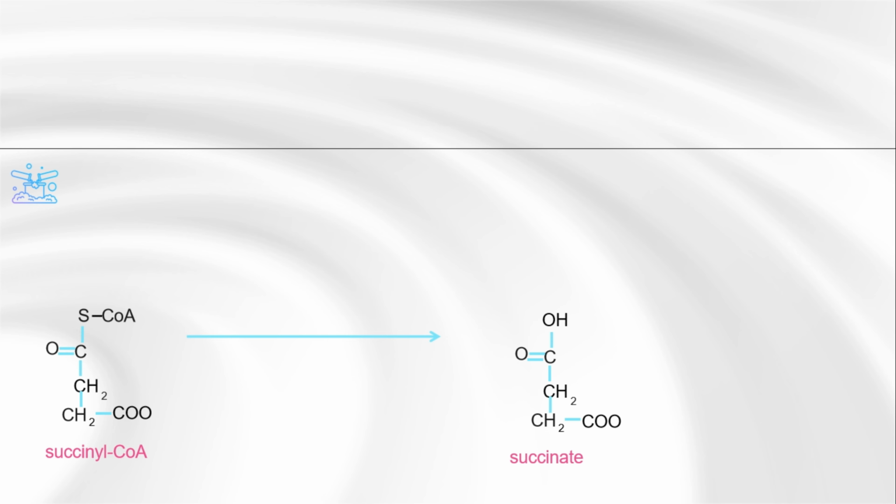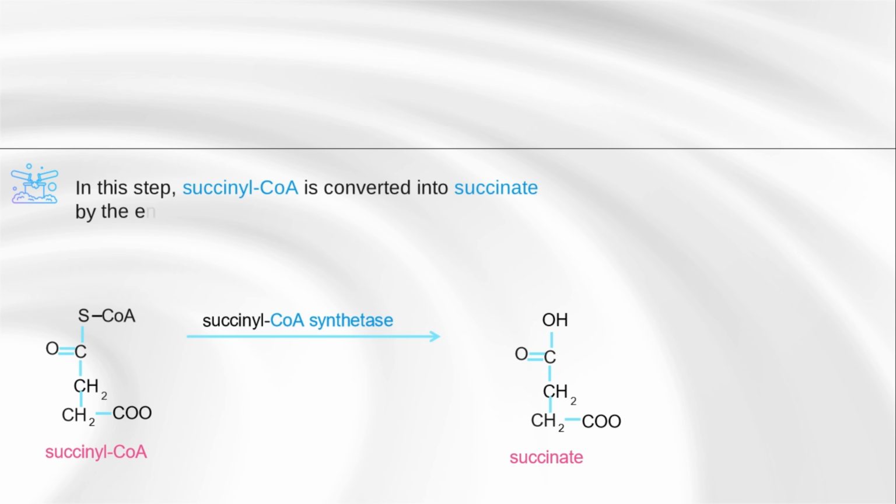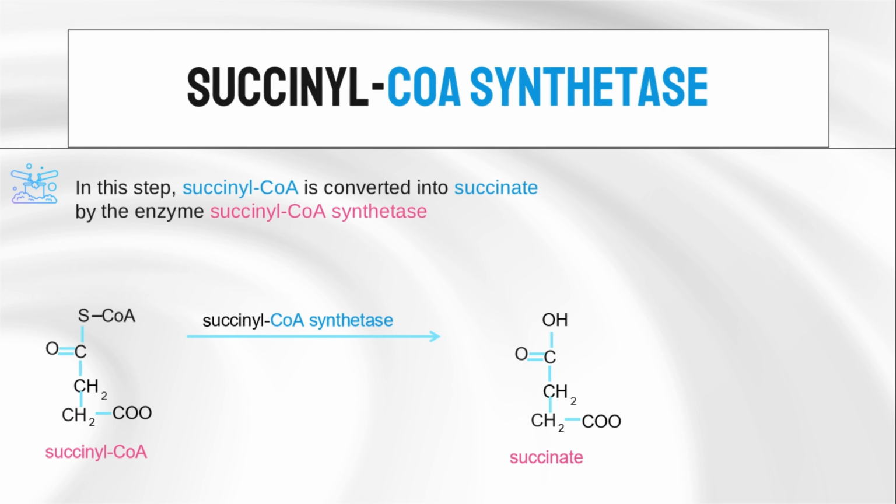As we progress through the citric acid cycle, let's explore the fascinating formation of succinate, a key step that powers cellular energy transformation. In this critical step, succinyl-CoA is converted into succinate by the enzyme succinyl-CoA synthetase, a remarkable molecular craftsman. This enzyme removes the CoA group from succinyl-CoA, reshaping it into succinate.